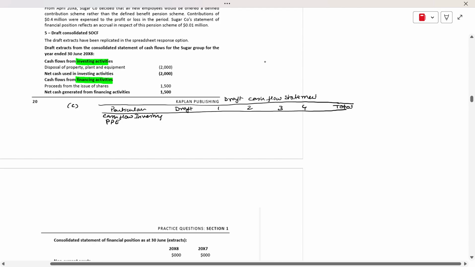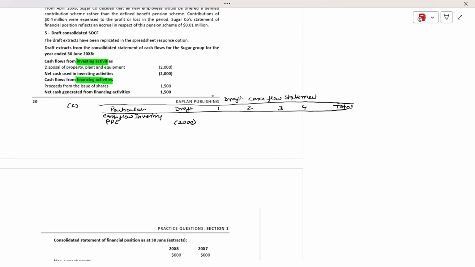Write down the full property, plant and equipment. How much have they mentioned? 2,000. How much have they sold it for? 6,370. This is the cash inflow they got. 2,000 is given here, minus 2,000. How much is there? 6,300. How much will you get? 4,370. Are you clear about this?